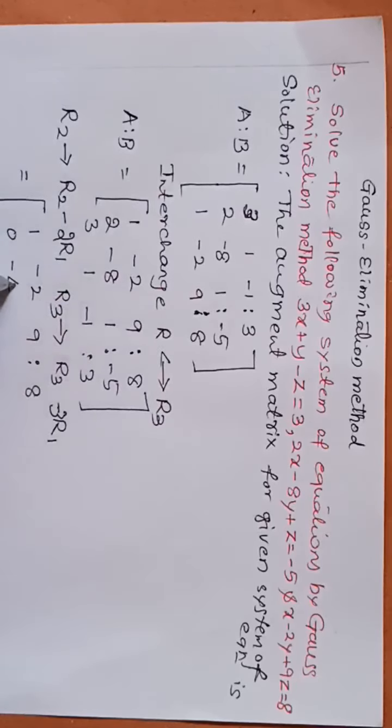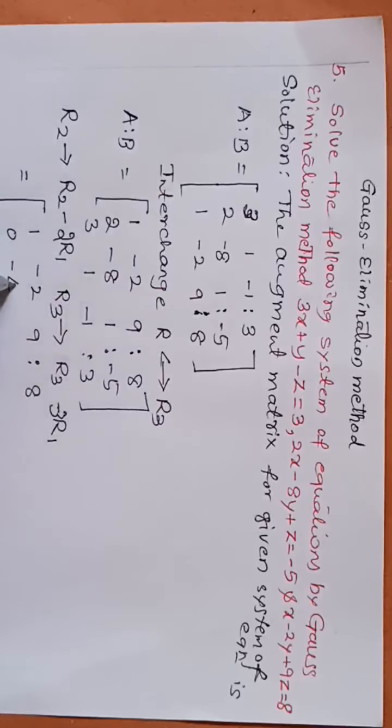And the third row, R3 minus 3R1: it is 0, then 1 plus 6 is 7, next minus 1 minus 27 is minus 28, next 3 minus 24, so it will be minus 21.